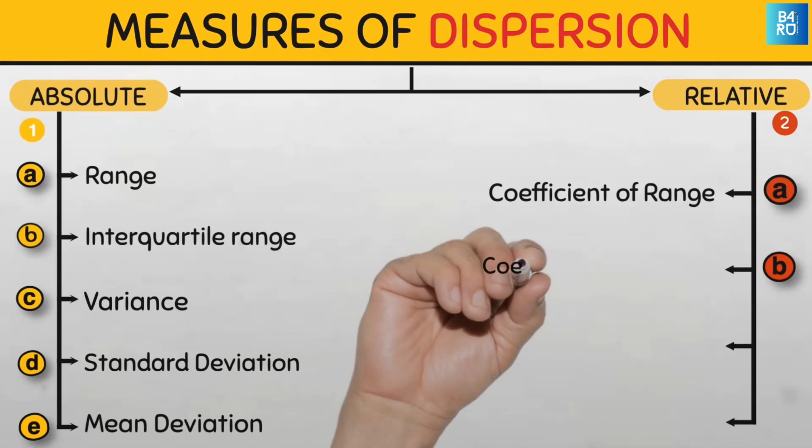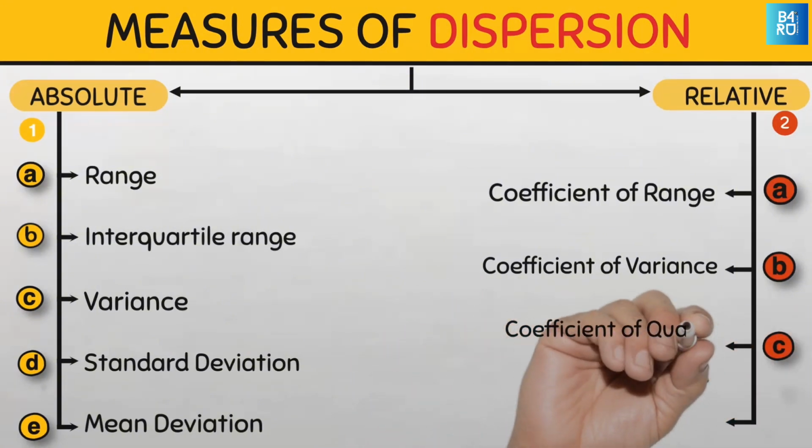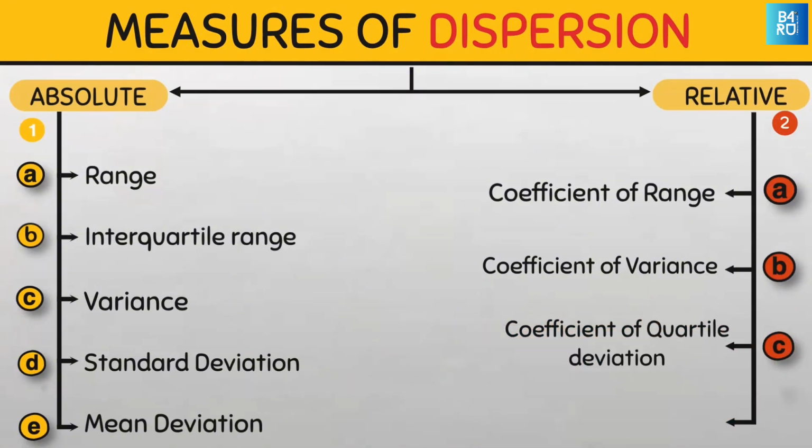B. The coefficient of variance. This is the ratio of the standard deviation to the mean, and this is often expressed as a percentage. C. The coefficient of quartile deviation. This is the ratio of the interquartile range to the sum of the upper and lower quartiles. It is calculated by dividing the interquartile range, that's the difference between the third and the first quartiles, by the sum of the first and the third quartiles, and then multiplying it by 100. This provides a percentage representation of the dispersion in the data.